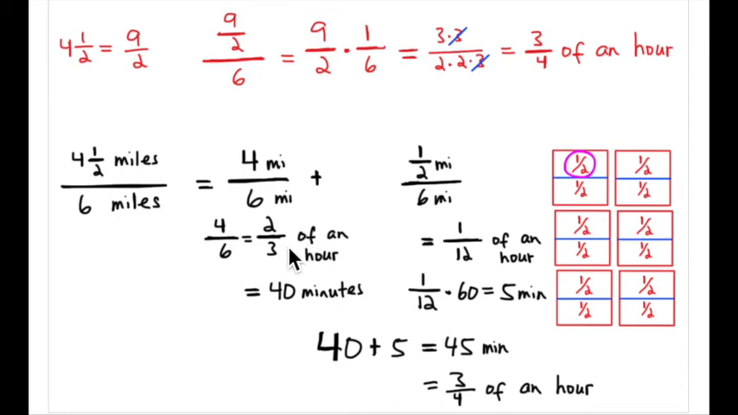60 divided by 3 is 20. 2 times that 20 is going to get you to 40 minutes. But what about that last half of a mile? How long did that take you?